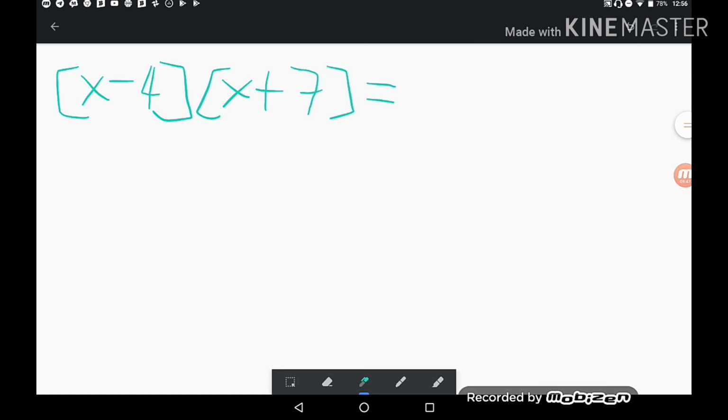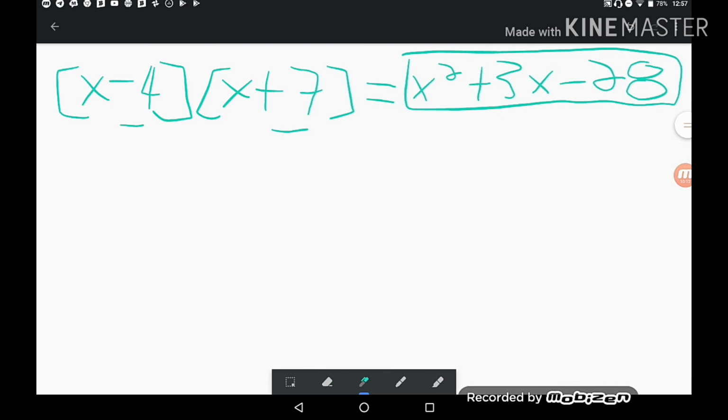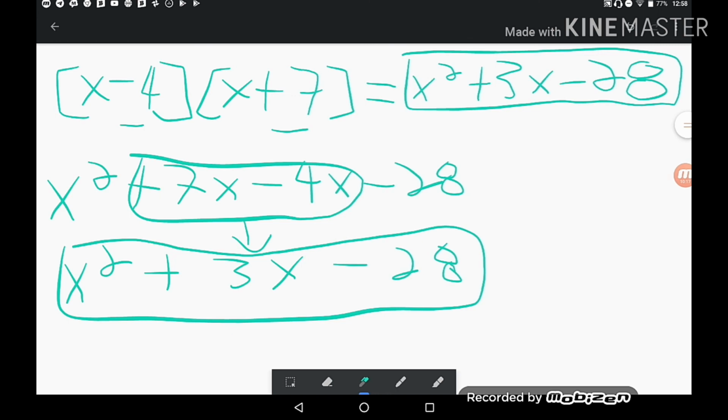X minus 4 by x plus 7. X squared. Oh boy. Then you have negative 4 plus 7, giving you 3. Attach x. Then you multiply them, giving you negative 28. Now, when you FOIL them, of course. Alright, onward to the final example.